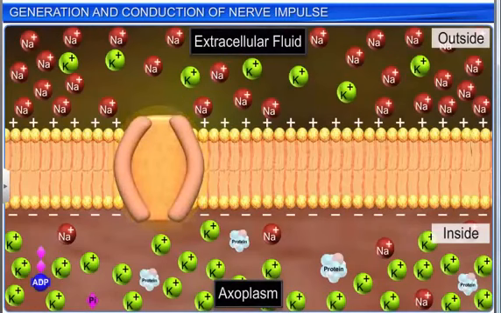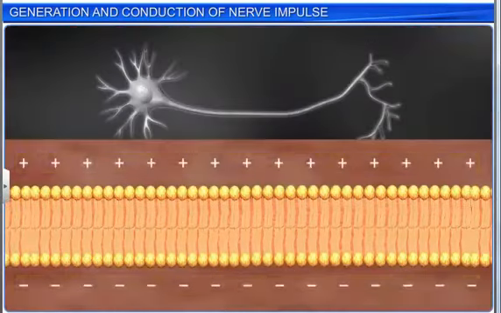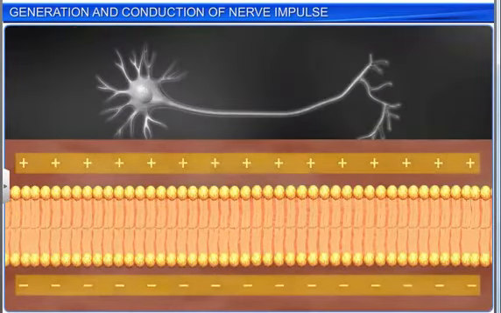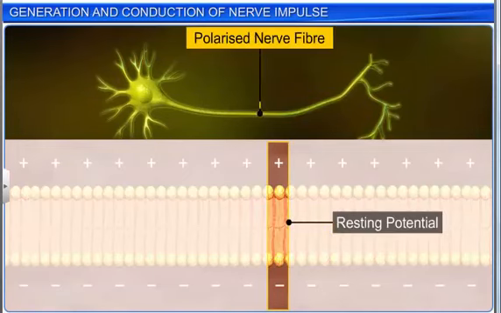This differential permeability is maintained by a sodium-potassium pump present inside the membrane. The sodium-potassium pump transports 3 sodium ions outside the cell for every 2 potassium ions that enter the cell. This electrical potential difference across the membrane in an unexcited nerve fiber is called resting potential, and the neuron is called a polarized nerve fiber.